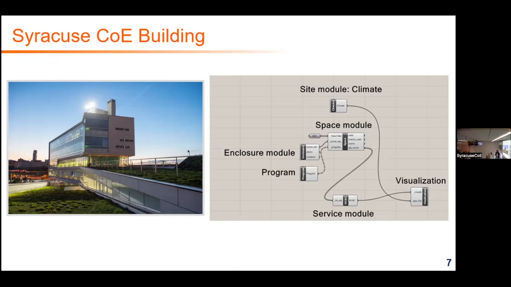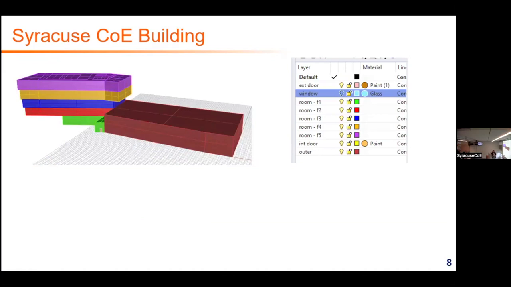And then we set what type of building the COE is. Is it an office building or a residential building? That's what the program means. And then we set the surface module, and for this case we only consider the HVAC system. Once all the modules are set, we put them into the visualization part to show the results. So if we look into the space module, it looks like this.